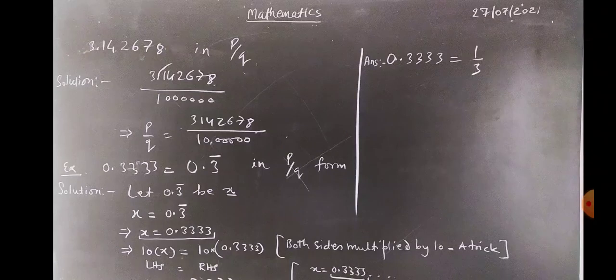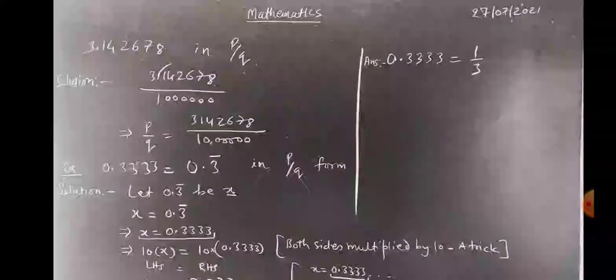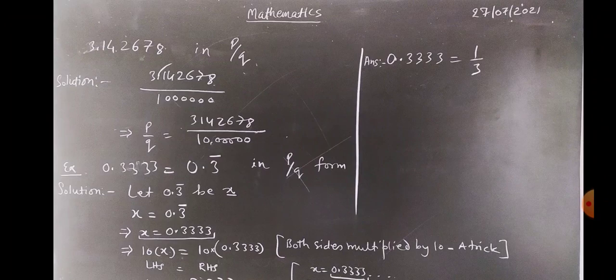Omit the decimal point and put 1 in the denominator, and after the 1, put as many zeros as the number of digits after the decimal. So p by q equals 3142678 upon 1000000 (1 followed by six zeros).